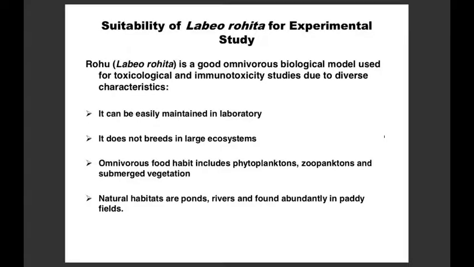There are a few other points also. It can easily be maintained in the laboratory and does not breed in large ecosystems. It has an omnivorous food habit and includes phytoplankton, zooplankton, and submerged vegetation. In the laboratory, we fed this fish with fish feed, and because of its omnivorous habit, it fed very well on this fish food. Natural habitats are generally ponds. It is a freshwater fish whose natural habitats are ponds and rivers, and it is found abundantly in the paddy field.